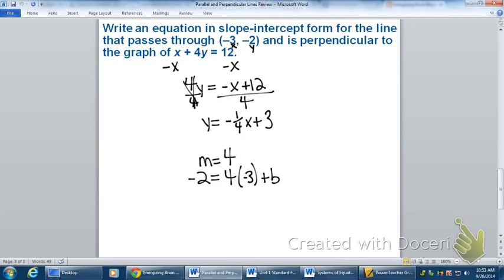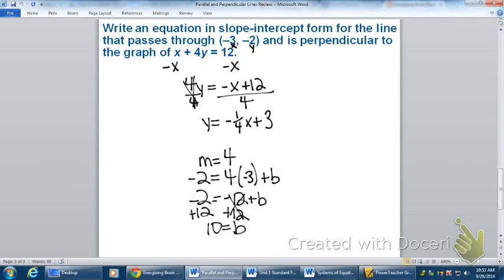It's just y equals mx plus b. From here I'm going to solve. 4 times -3 gives me -12, plus b is equal to -2. You add 12 to both sides, so 10 equals b. So we have 10 is equal to b.